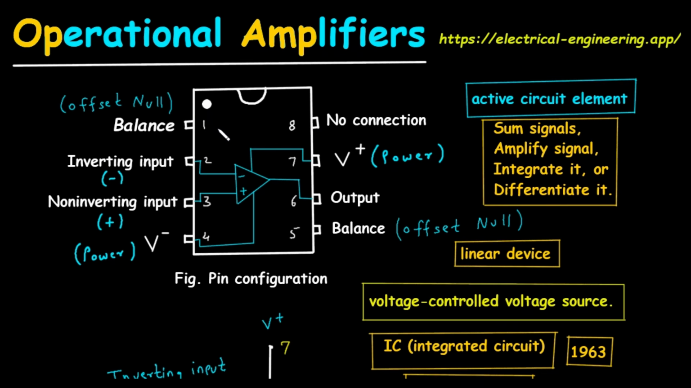So from this pin 1 and this pin 5, this is called balance or offset null. These pins are used to correct for tiny imperfections in the manufacturing process. So they are just used for offset or balance purposes, because there may be tiny imperfections in the manufacturing process.